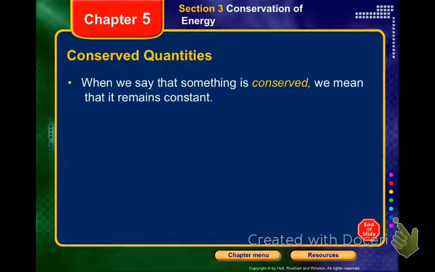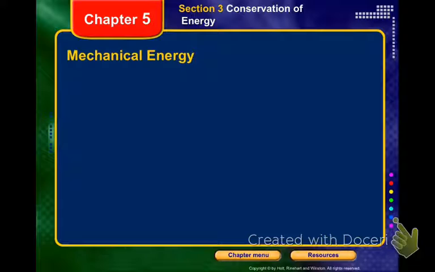So this is Chapter 5, Section 3, and in this section we're talking about the conservation of energy. And we've got about 10 or so slides to go through. When you say the word conserve, it's talking about to remain constant, and specifically here we're talking about energy.